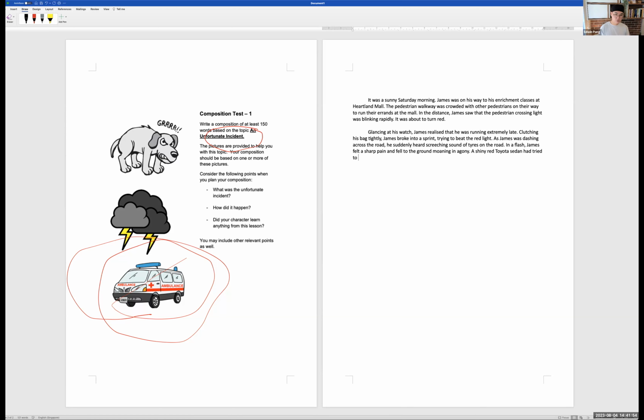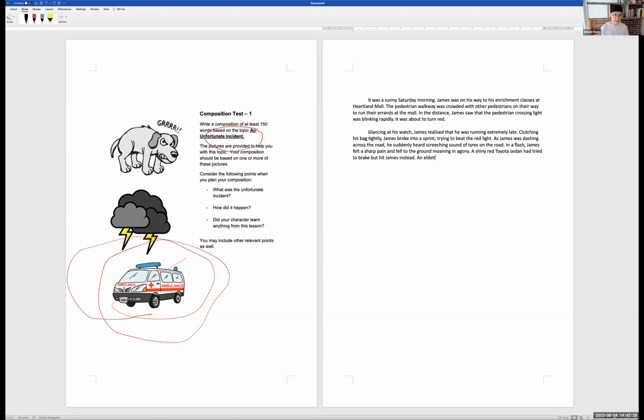Tried to brake, but hit James instead. Okay? So we describe the car that hit James. It's very important, right? Because this is one of the more important parts of your story. What was the appearance of the car that hit James? Don't be in a hurry to just focus on the fact that James was hit by a car. Describe the car, right? And then describe the person who was driving the car, right?